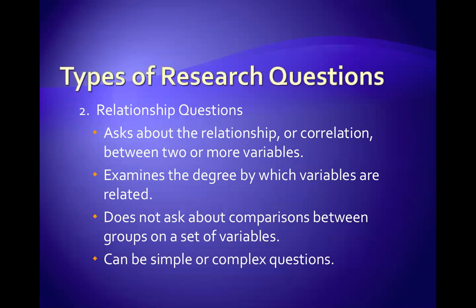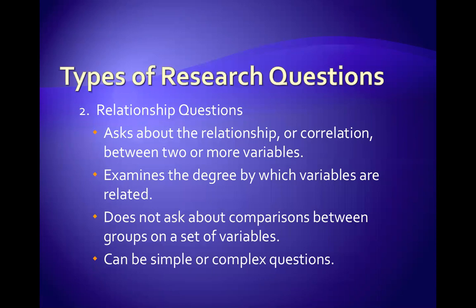There's also relationship questions, looking at the relationship or correlation or even association between two or more variables. It examines the degree by which the variables are related. So how related are the two variables that you're studying? Are they very much related? Are they not related at all? Are they positively related, whereas one variable increases, the other one will increase as well? Or are they negatively related, in terms of, as one variable goes up, the other one goes down?